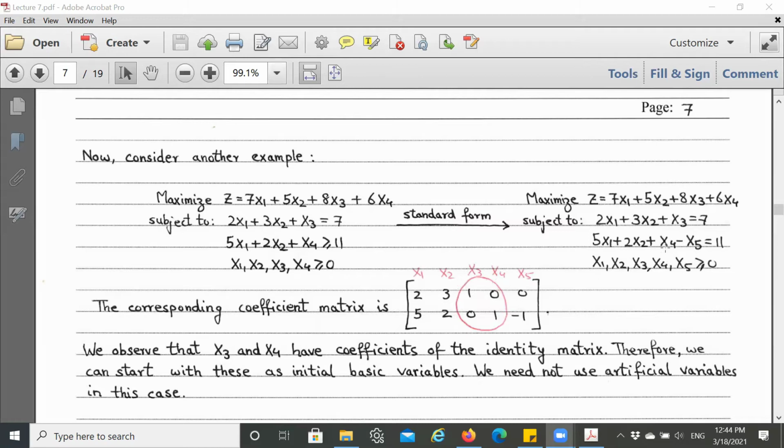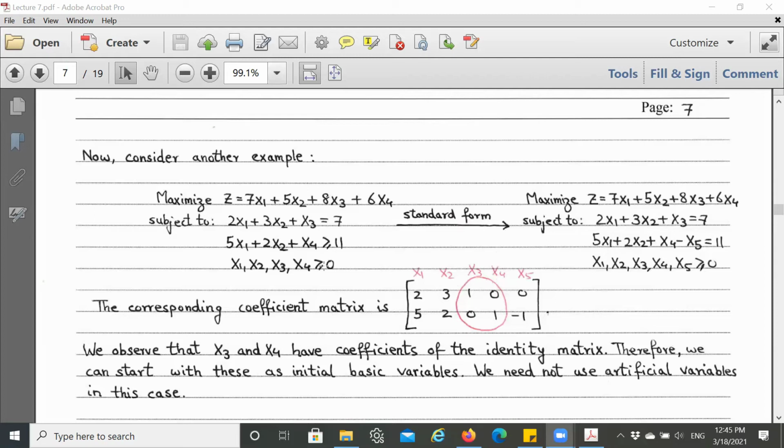Let me just say this first and then I'll get to your question. If I hadn't told you about this and you added artificial variables according to the rules that we studied earlier, it wouldn't matter. It's not that it would not work. It would work, but you are just adding variables and taking extra time. You could have done it without that. So this is just a trick.